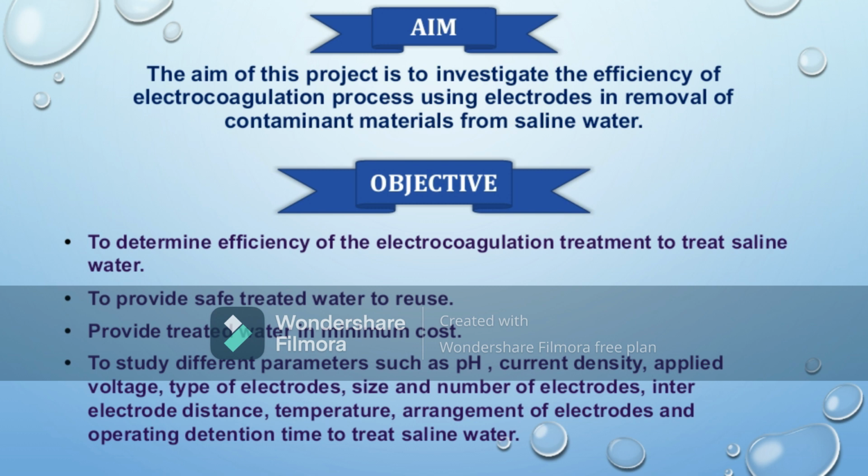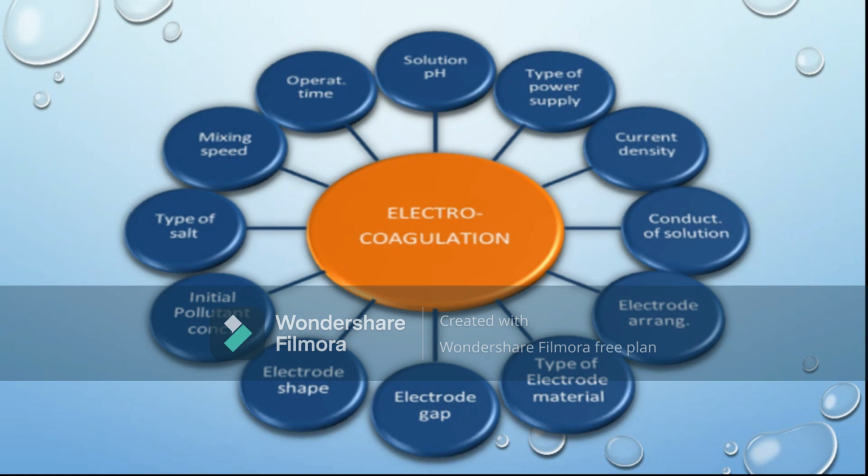to treat saline water. The electrocoagulation treatment system depends upon factors such as solution pH, type of power supply, current density, electrode arrangement, type of electrode, electrode gap, electrode shape, type of salt, mixing speed, operation time, etc.